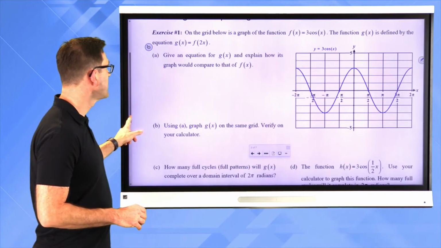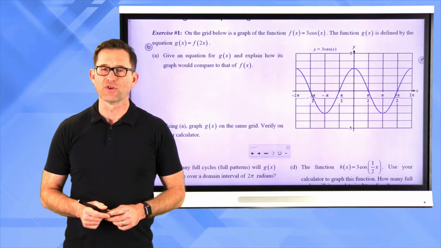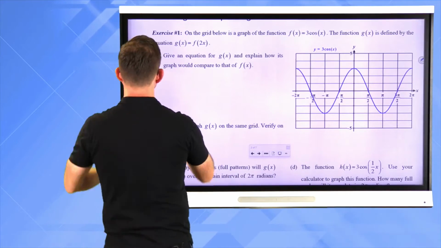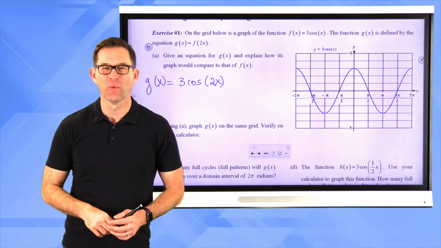Here we go. Exercise number 1. On the grid below is the graph of f of x equals 3 cosine x, and the function g of x is defined by the equation g of x equals f of 2x. Give an equation for g of x, that should be pretty easy, and explain how its graph would compare to that of f of x. Well, let's talk about the equation. That's simple enough, because literally all we need to do is say that g of x is equal to 3 times the cosine of 2x. That's it. So where there was an x, there is now a 2x.